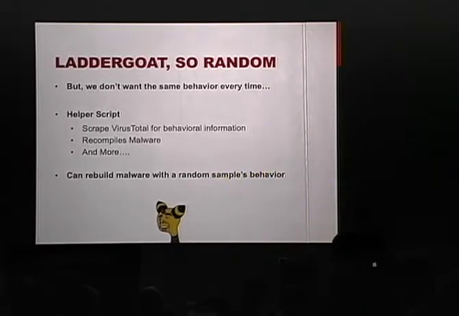So what we did is we wrote a script that basically, we didn't want to pay for the API keys from VirusTotal, so we just web scraped VirusTotal for behavioral information. And we are pulling a ton of behavioral information about random non-targeted malware from VirusTotal. And we created this big JSON object that we can recompile every time we want a new piece of malware, and it's going to randomly pick behaviors from a specific piece of non-targeted malware.